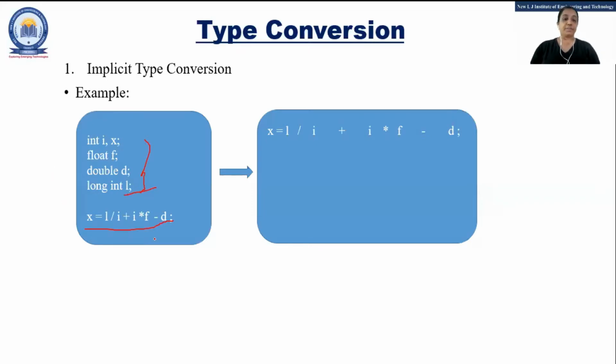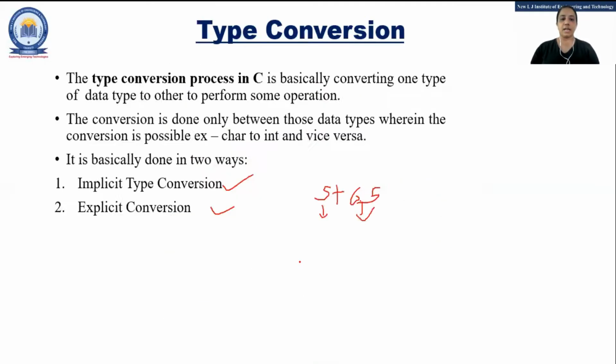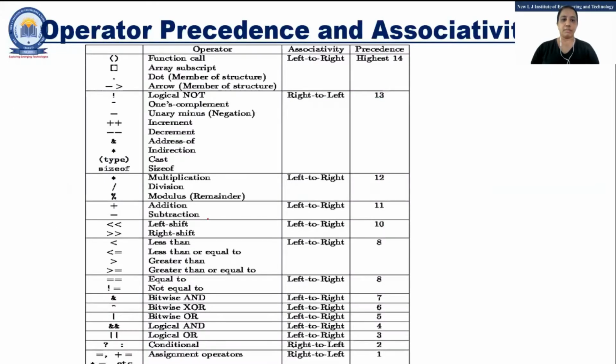Okay, can you hear me? See, here some variables are there. Fine. Now this expression is there: X equal to L divided by I plus I multiply by F minus D. So here more than one operator is there, that means multiplication, division, plus and minus, and all are not in the same category. Fine. So what we need here is precedence and associativity, right?